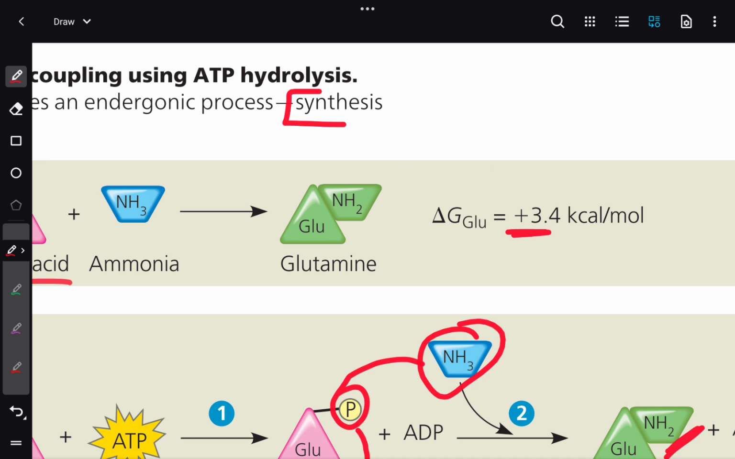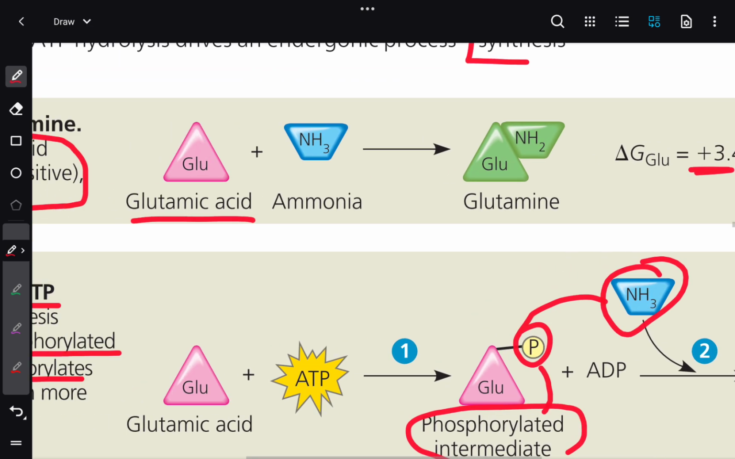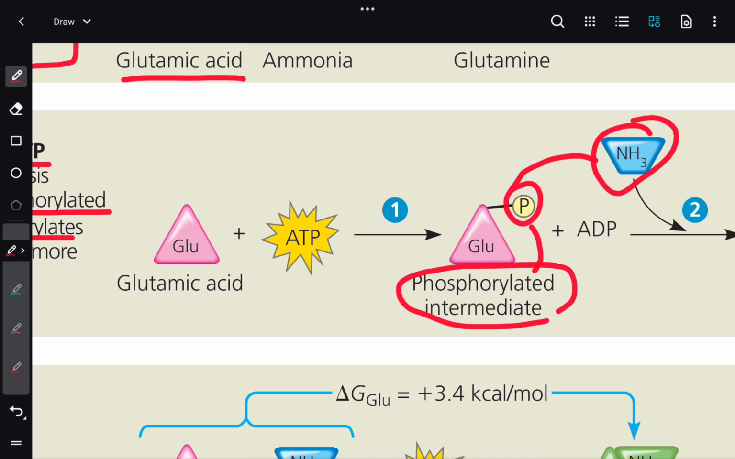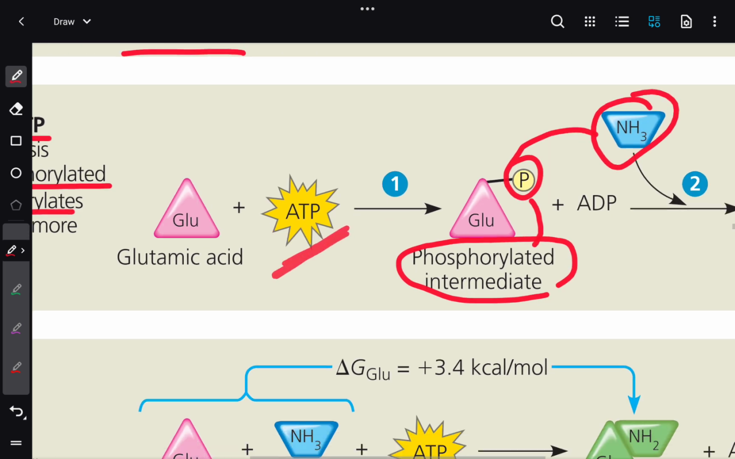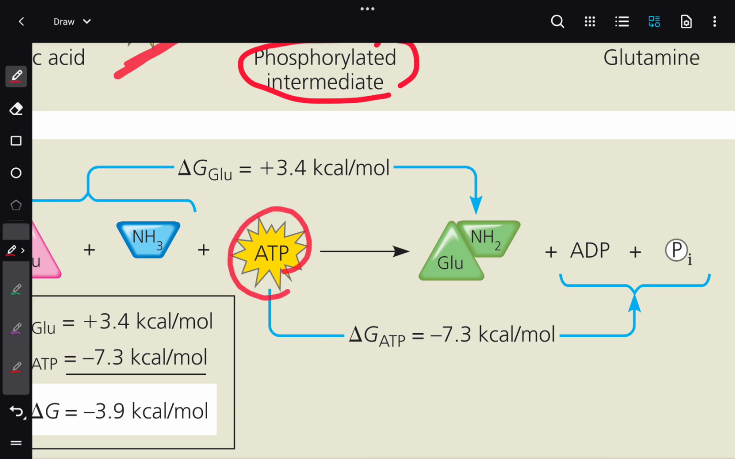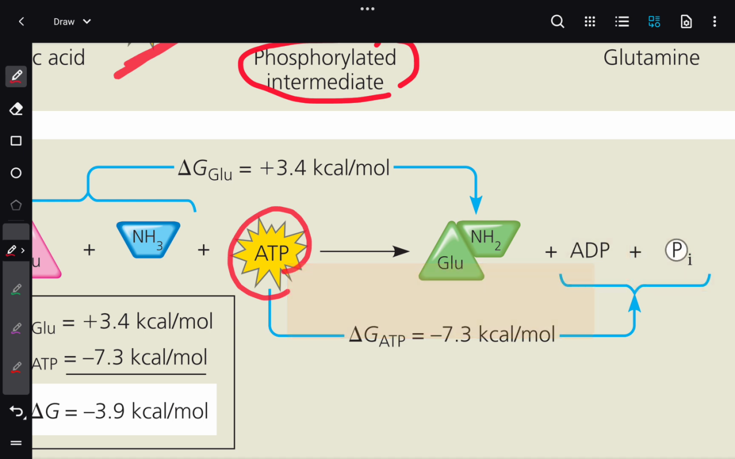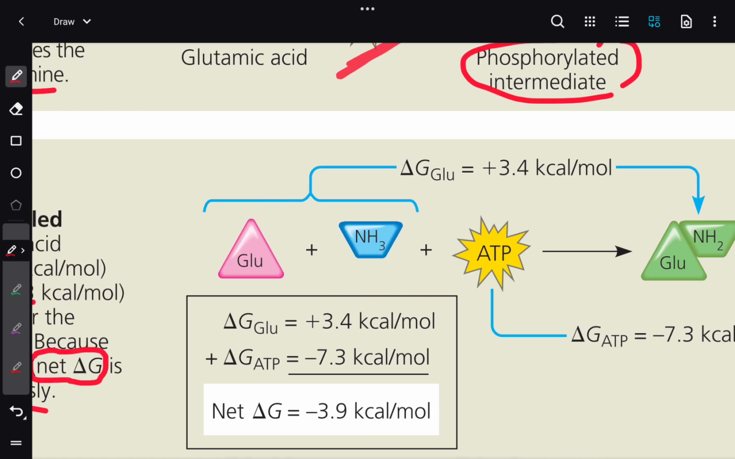It needs 3.4 kilojoule per mole. So now that's the role of ATP in driving chemical reactions. Now here, the breaking of ATP on its own, they consider it on its own, to end up with ADP and inorganic phosphate group. This provides 7.3, which is in the minus.